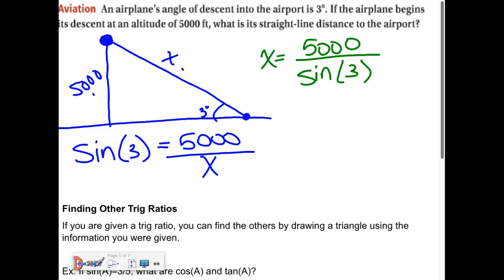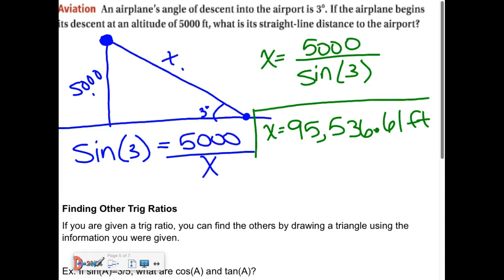Right now, we should keep in mind we're finding a plane that's descending. We're also finding our hypotenuse, so we know we're going to get kind of a large number. And we should label this with feet. So x equals, and yeah, this number is humongous, but we're going to have 95,536.61 feet. Again, keep in mind these are problems where you have to actually read and see what they are actually asking us.